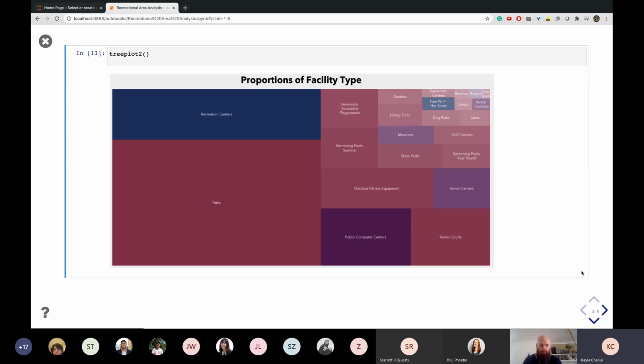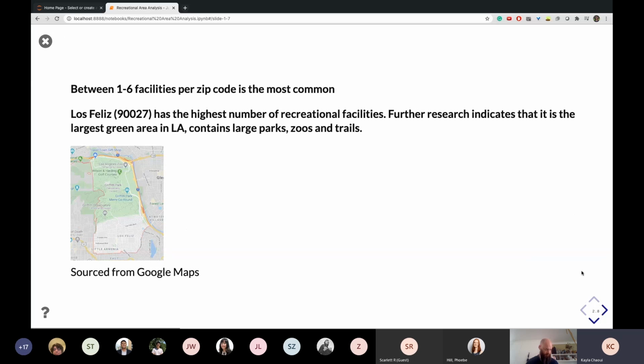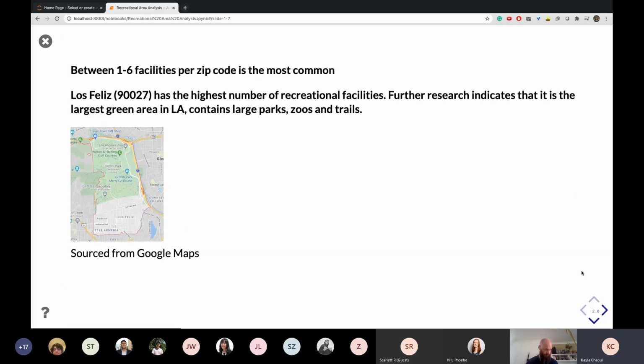Next, I continue to form data visualizations from this first dataset. I created a bar chart to rank each zip code by the number of recreational facilities in their area. However, this histogram was a much clearer representation of that plot. It showed that between 1 to 6 facilities per zip code is the most common. Out of curiosity, I looked into the highest ranked zip code, Los Feliz, which actually has one of the largest green areas in LA, containing a number of different parks, trails, and other facilities.